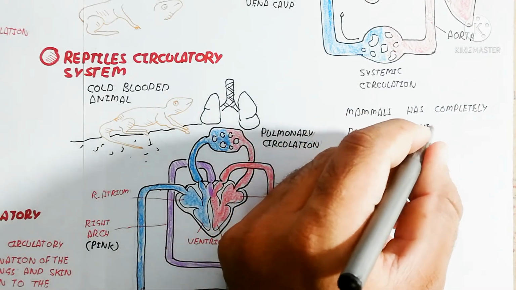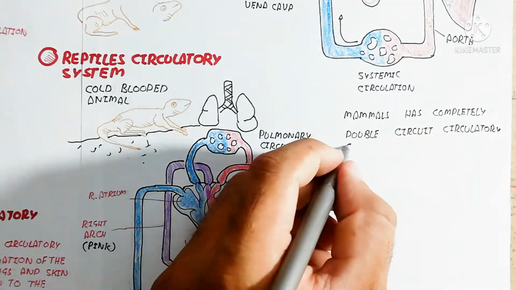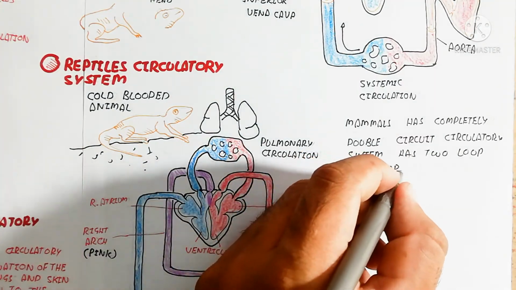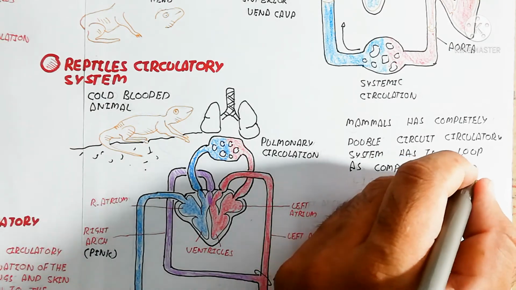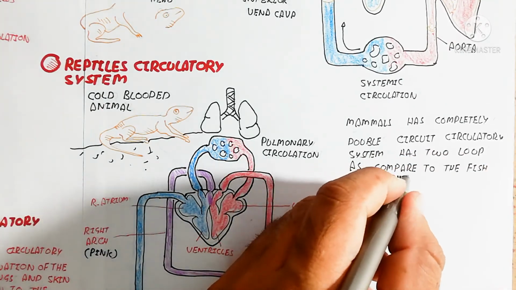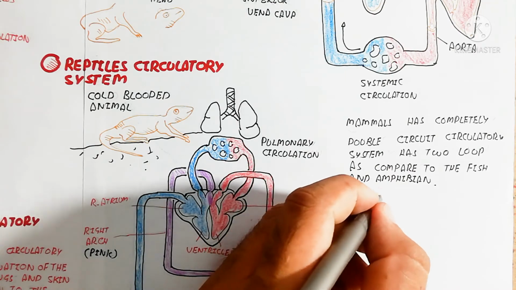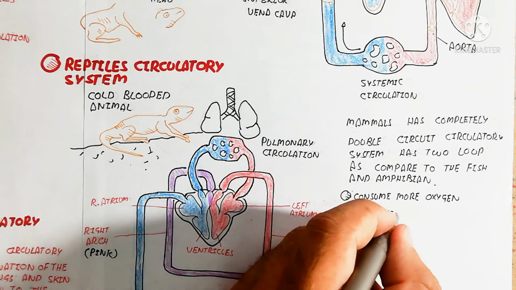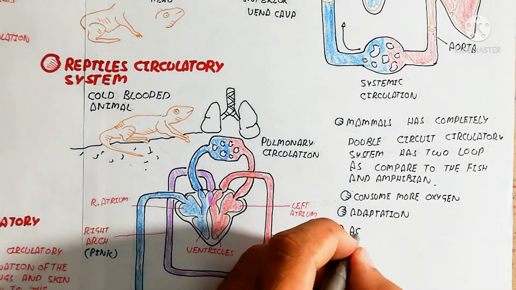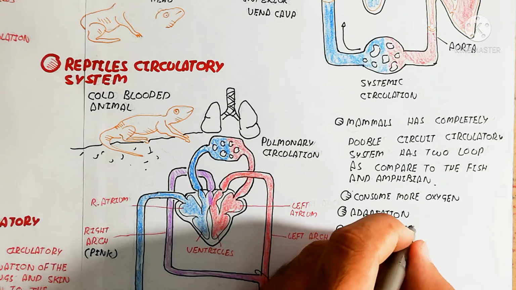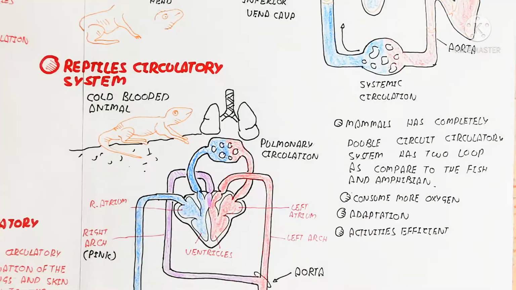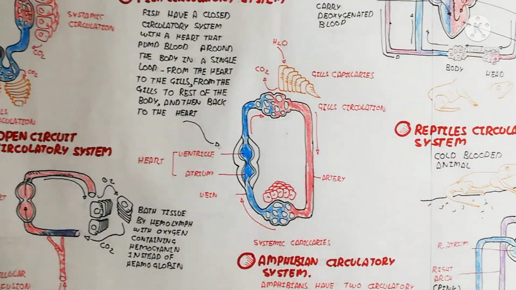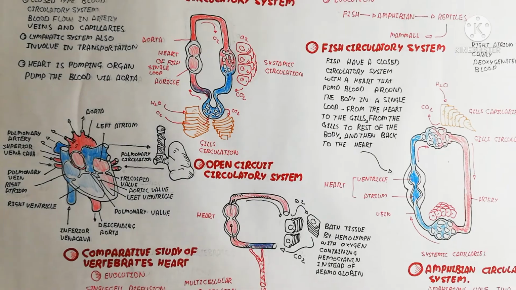The reptile circulatory system is pretty complex, but you can understand it by watching this video again and stopping the video to study it. Here you can see that the mammal has a completely double circulatory system, while the reptile and amphibian also have a double circulatory system, but the fish has a single circulatory system. The mammal has a completely double circulatory system, with two loops as compared to the fish and amphibian.